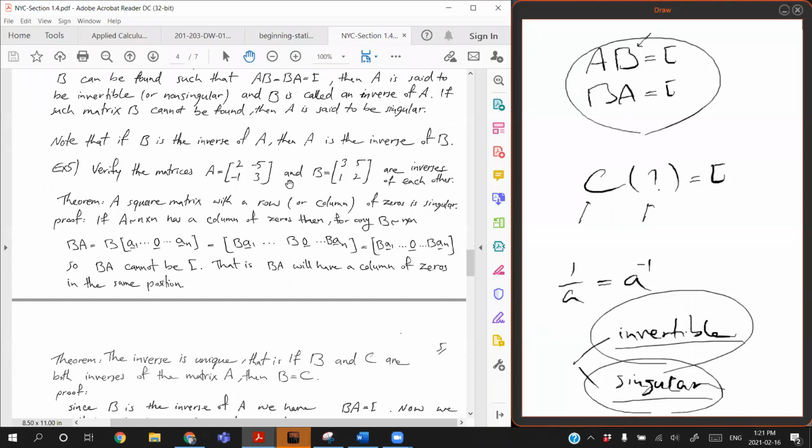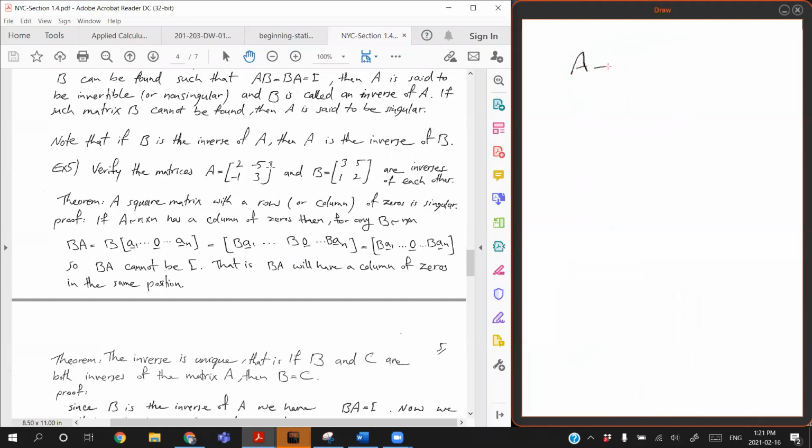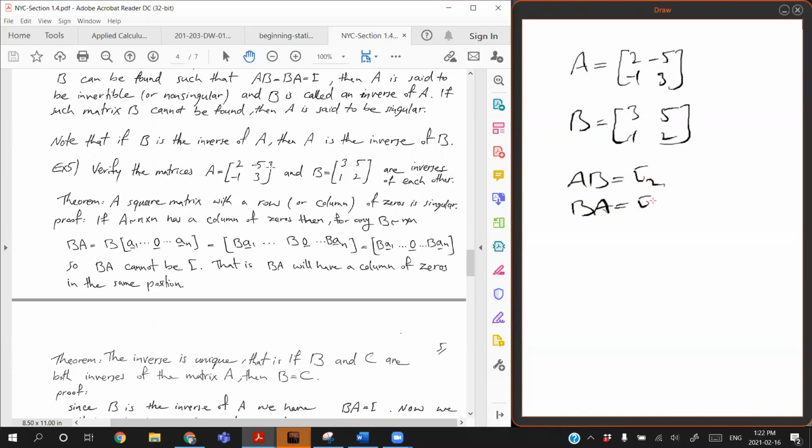So we want to verify that these two matrices are inverses of each other. We are given two matrices, A, which is 2, negative 5, negative 1, 3, and another matrix B, which is 3, 5, 1, 2. It says verify that these are inverses of each other. What do we have to do? Calculate AB, calculate BA, and make sure that in both cases you get I2. And you can do that. You will see that these matrices are the inverses of each other.